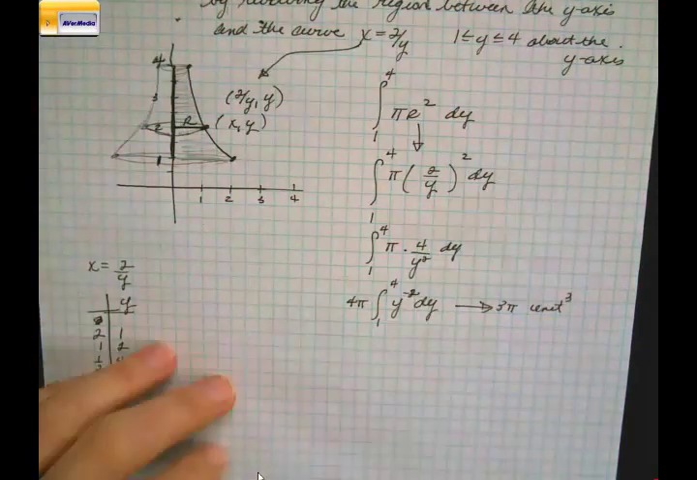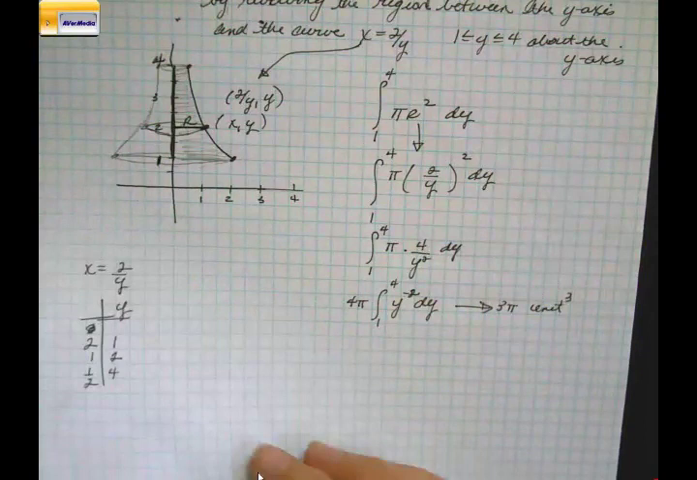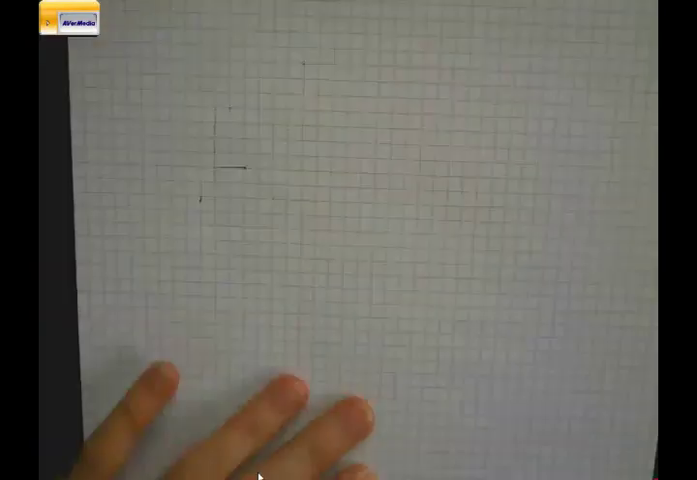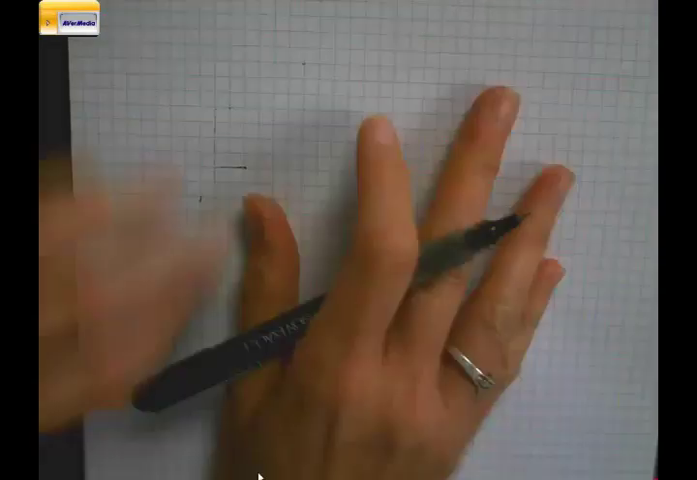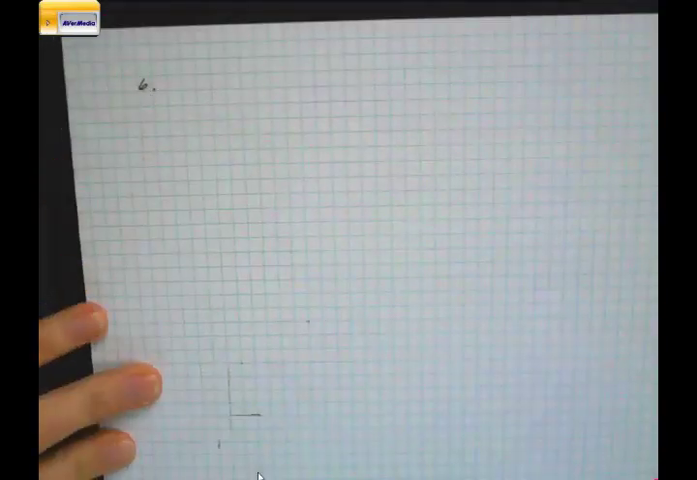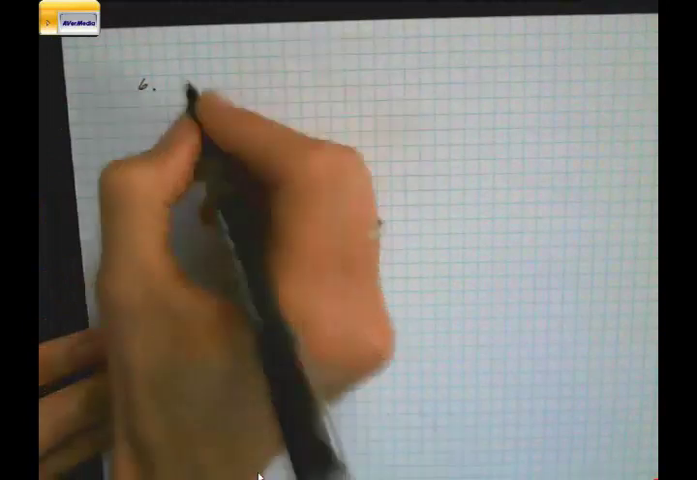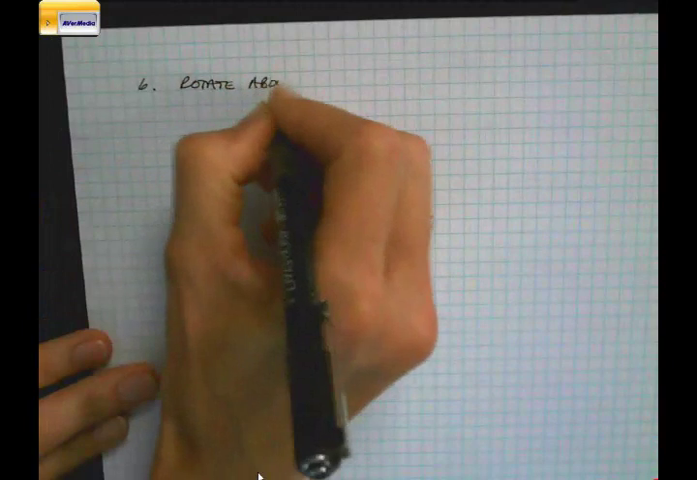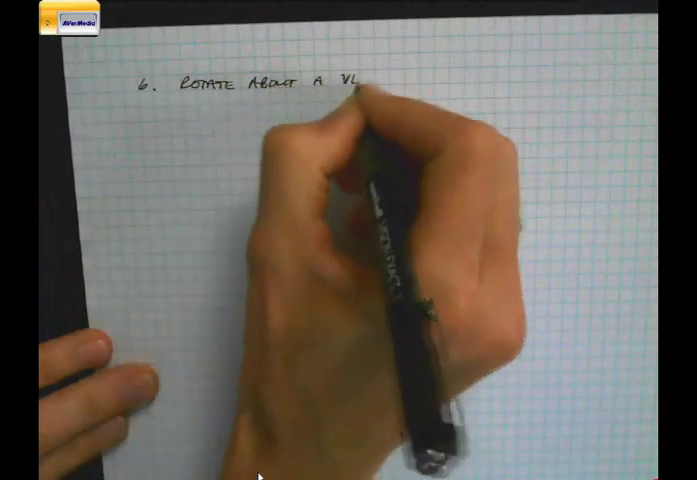Okay, one more example, and then we'll take a break. Give you all a break. Let's get through another example, because if we can just do one more example, then we'll break on a nice transition to another topic. We're going to continue to rotate about a vertical axis.